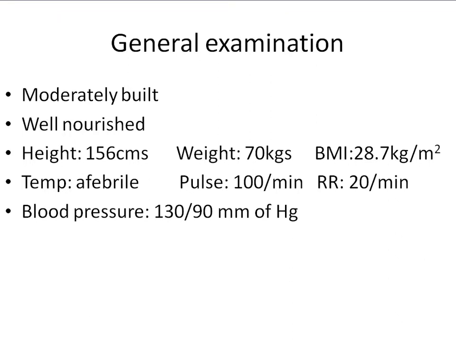hypertension. So temperature is 98 degrees, pulse 100 per minute, that is tachycardia is there. Respiratory rate is 28 per minute. Blood pressure is 130/90 mmHg. It is still a bit higher, not normal, but it is a bit controlled.